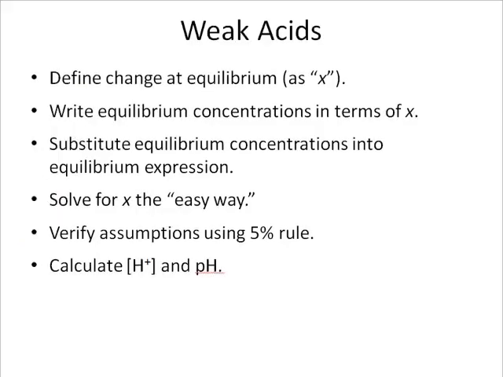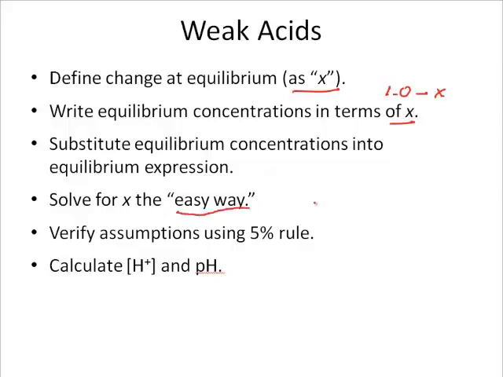All right. So here are our points for doing equilibrium problems with weak acids, and you'll notice that this stuff is super familiar to you. Right? Look at that. Define the change in equilibrium as x. Okay, we did that when we were doing equilibrium problems. Write the concentrations in terms of x. So remember when we were going 1.0 minus x for concentrations in the ice table before? And then same thing when we're doing whatever product we have. Substitute equilibrium concentrations into the equilibrium expression and then solve for x the easy way.